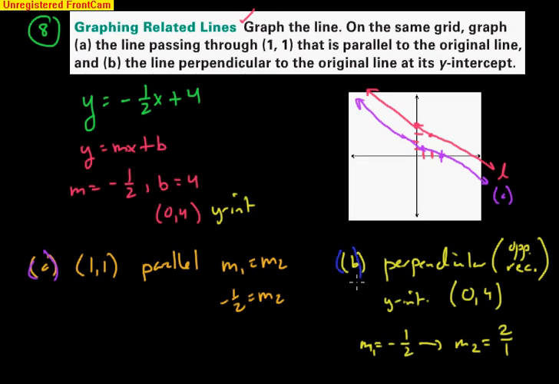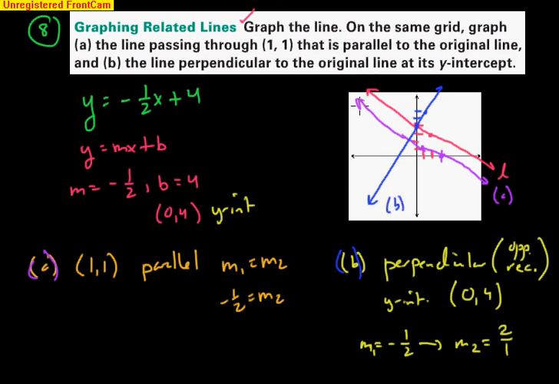And I'm going to graph this in blue. I will go to my y-intercept of 0, 4, so it's the same point, but now I'm going to count a slope of 2, 1. Up 2 to the right 1. And then, ooh, look at that line. That's straight. And there's that line. And there's B.